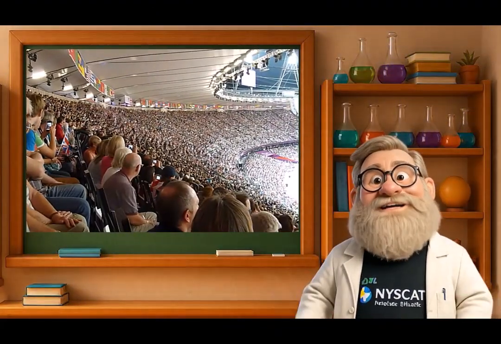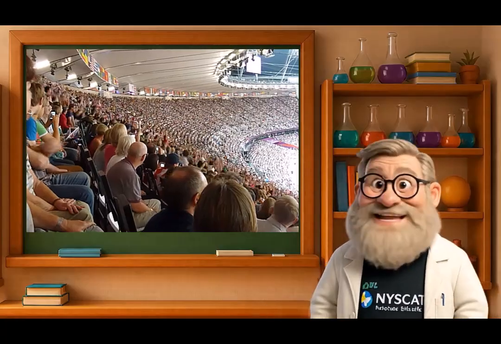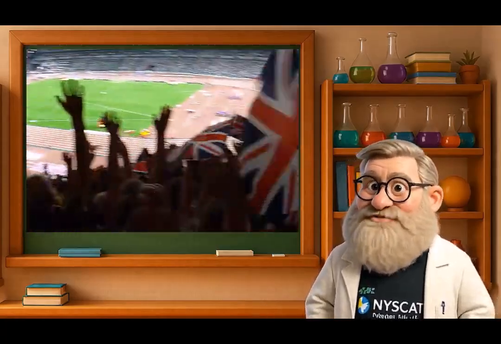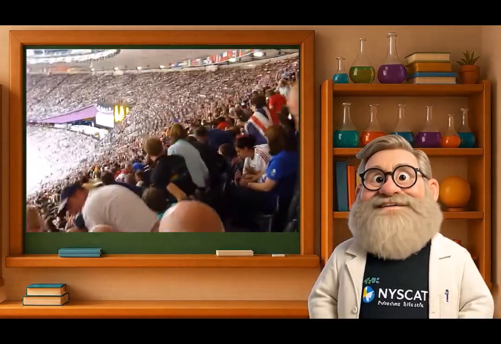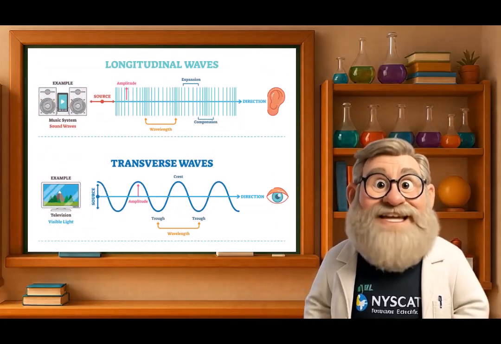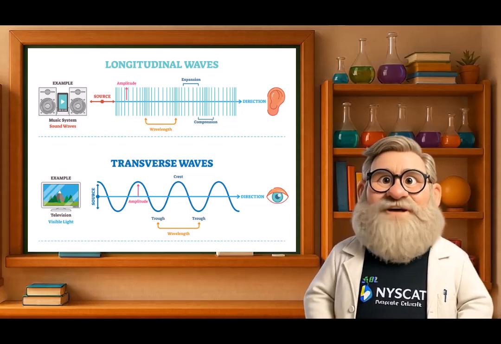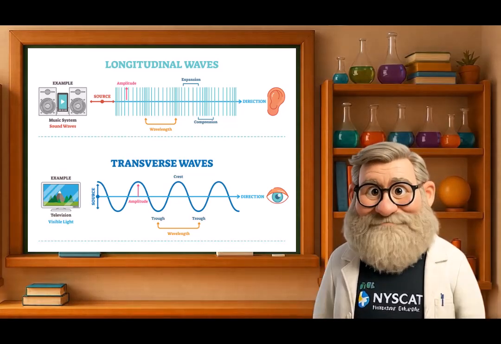Before we wrap up, let's take a moment to review the big ideas we've explored. First, we learned that waves are repeating disturbances that transfer energy, not matter. They come in two major forms: mechanical waves, which need a medium like air or water to travel through, and electromagnetic waves, which can even move through the vacuum of space.